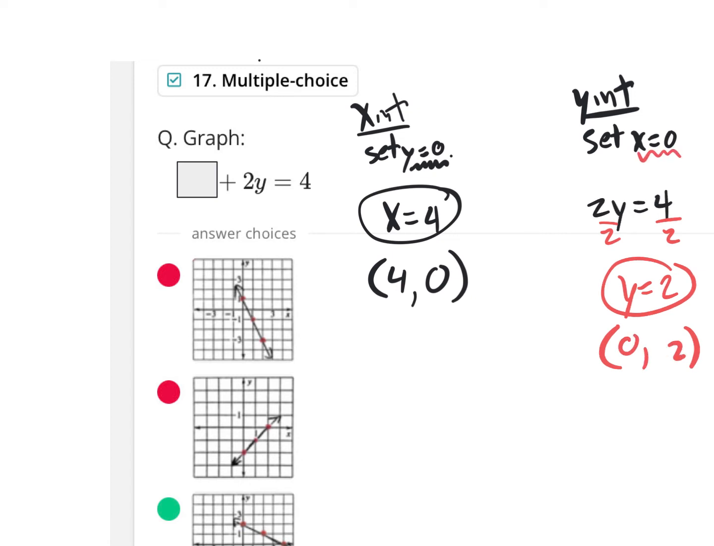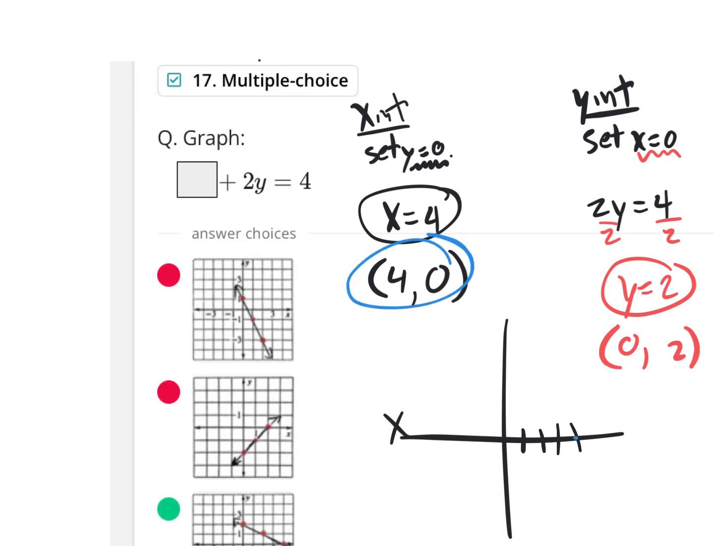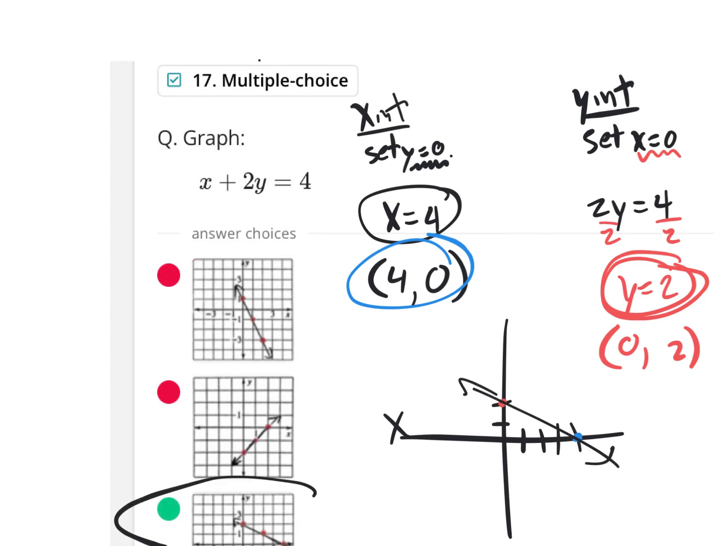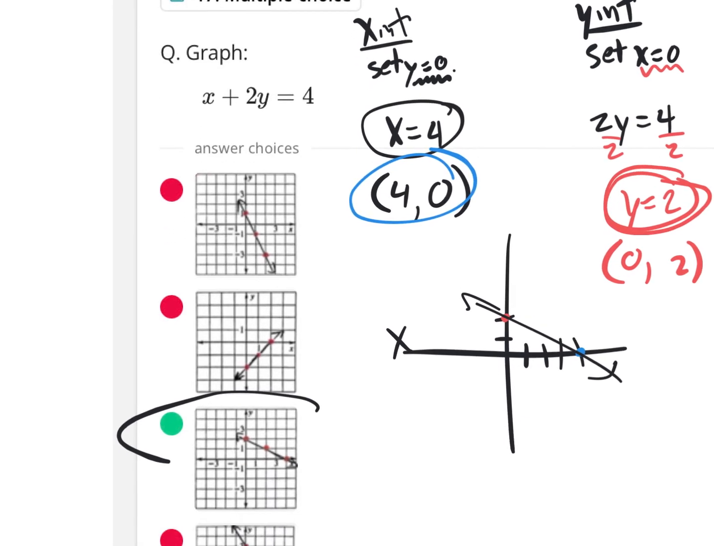Okay, so let's do a quick sketch of this. Actually, we don't have to do a quick sketch of it. We could see it right here. But yeah, this one crosses the x value at 4. So 1, 2, 3, 4 on the x. It crosses right there at 4, 0. And the y-intercept crosses at 2. So the y-axis, it crosses at 2 right there. So your line looks like that, which is this one down here. I apologize for that. Anyways, this is the correct answer, obviously. It crosses the x-axis at 4, crosses the y-axis at 2. There's your line. Okay.